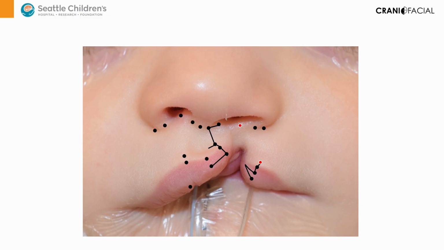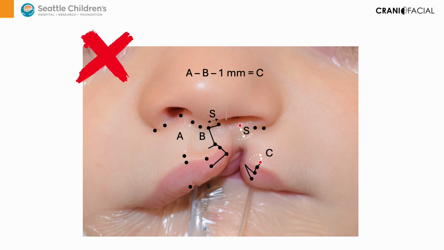Again, we arrive where we now have 2 fixed points. These 2 fixed points define the available lateral lip height, and you can see that it's quite tall here. A minus B minus 1 millimeter is C. And this is what we don't want to do. So if we again draw these arcs and find where the philtral height fits in between, we would end up with a design like this.